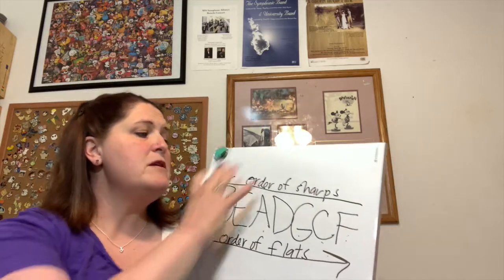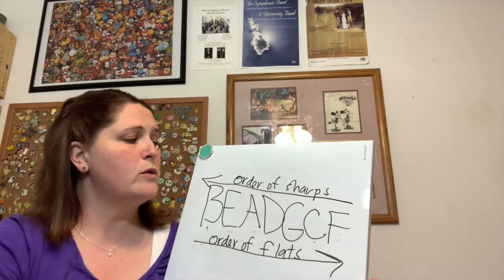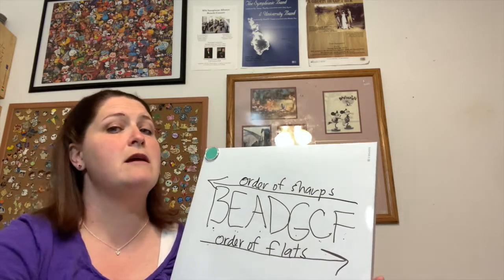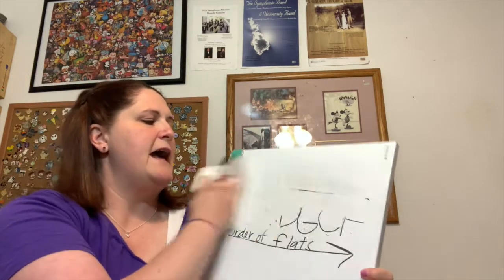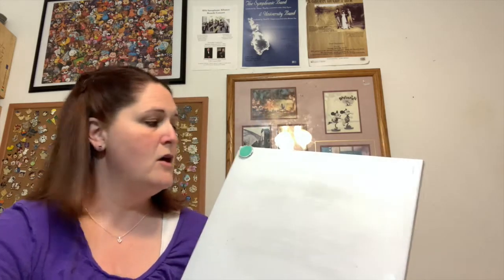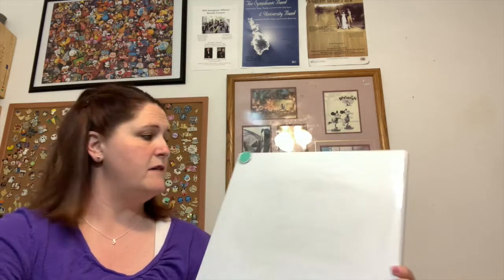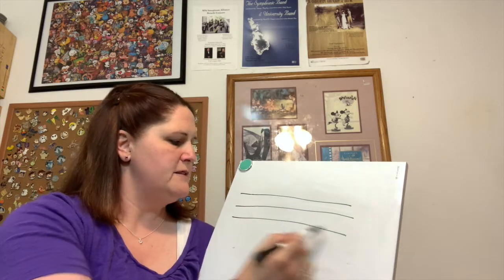So anytime that you have a key signature, you're going to think about your order of flats or your order of sharps to figure out what notes are going to be flat or sharp in the key signature. So let's do a little test and see if you can figure this out on your own, okay? We're going to do a treble clef and a bass clef so that we can hit everybody. So let's start first with the treble clef. I'm going to give you a little staff here.